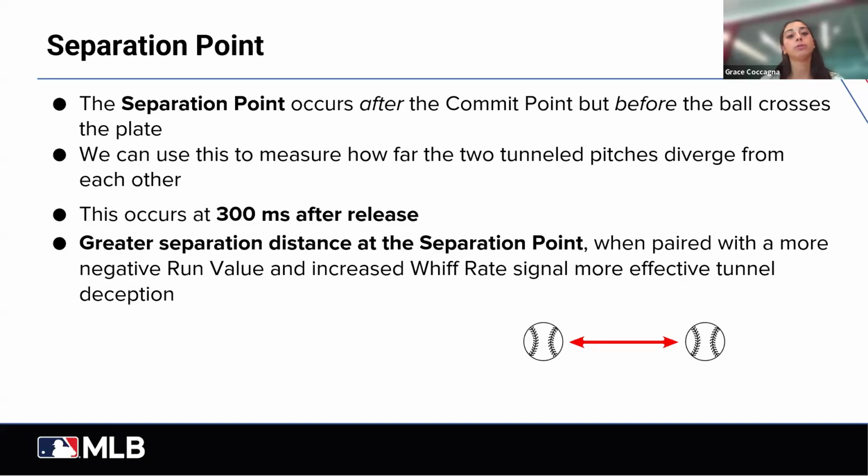So ideally, we can use this point to identify how far these 2 pitches diverged from each other. And this occurs at 300 milliseconds after release. So that's giving us enough time after the commit point to allow those 2 pitches to diverge from each other. Ideally, a greater separation distance at the separation point, when of course paired with a more negative run value and increased whiff rate, would signal a more effective tunnel deception.